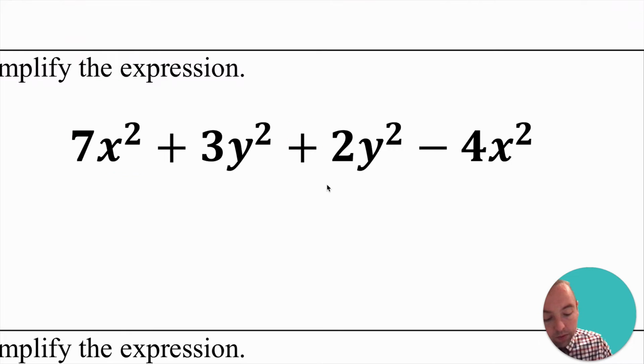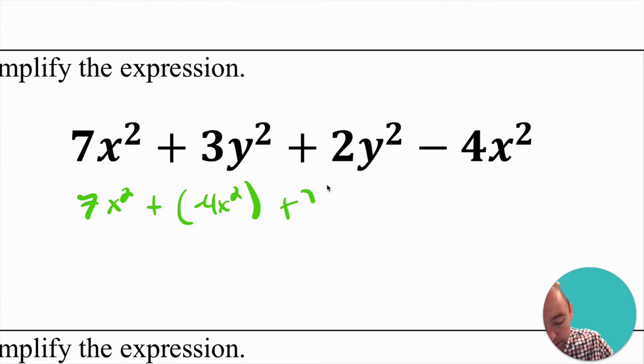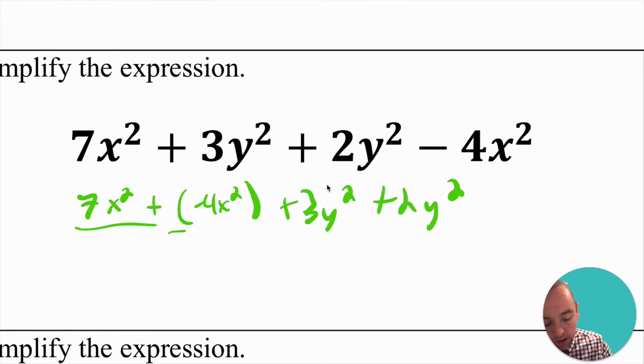So we would be able to rewrite this expression as 7x squared plus negative 4x squared plus 3y squared plus 2y squared. And then when you've got those terms next to each other, then we can combine them. So since they're both x squared terms, we really can just add the coefficients of 7 and negative 4, which is positive 3. So you end up getting 3x squared then.